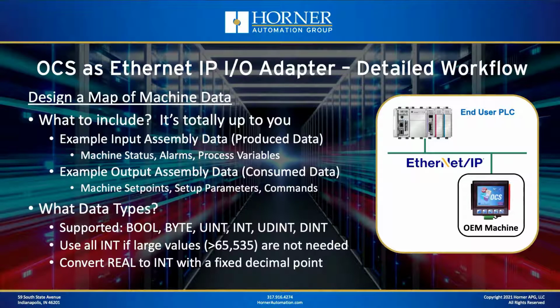Now, when you take a look at the data you're sharing over Ethernet IP, you need to consider what data types should I support. Well, in general, Ethernet IP supports Boolean, byte, unsigned integer, integer, unsigned double integer, and double integer type data. Now, in general, if you don't need any really large numbers, any values greater than, say, 65,535, then you should be able to use integer data for everything that you produce and consume, for that matter.